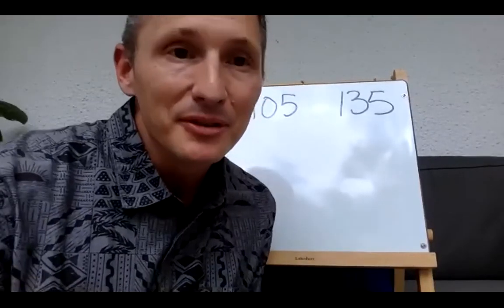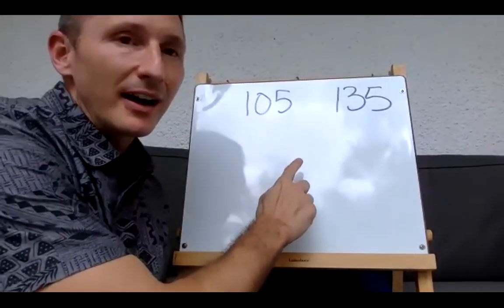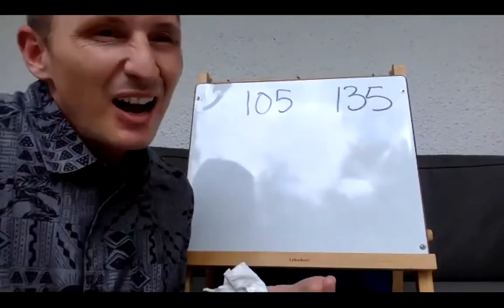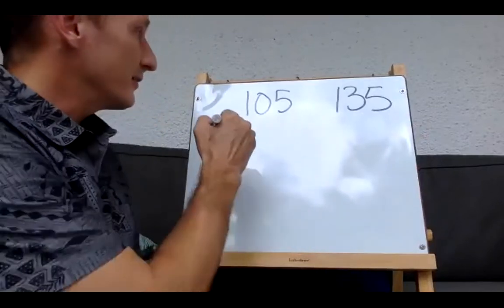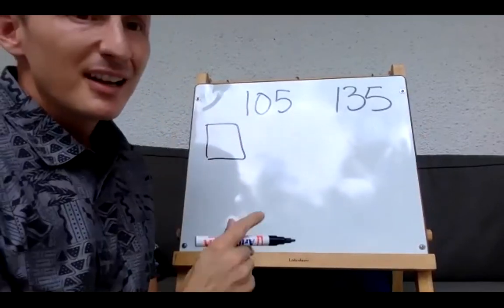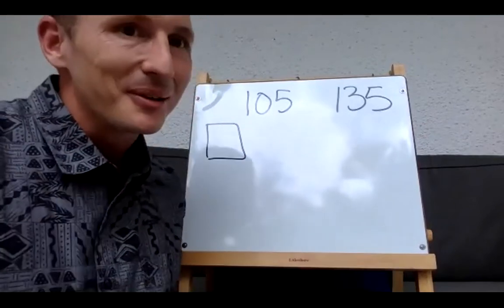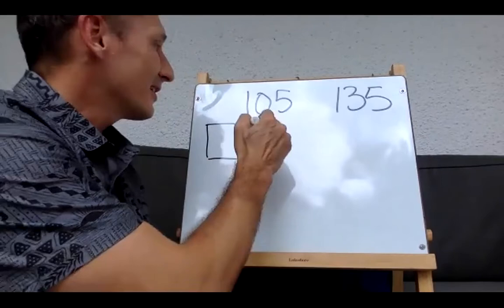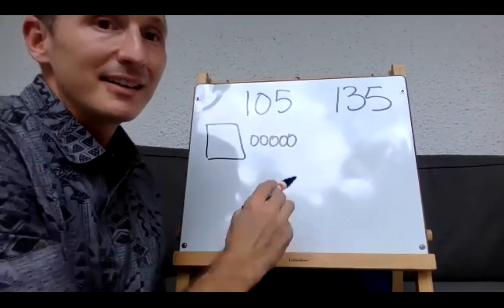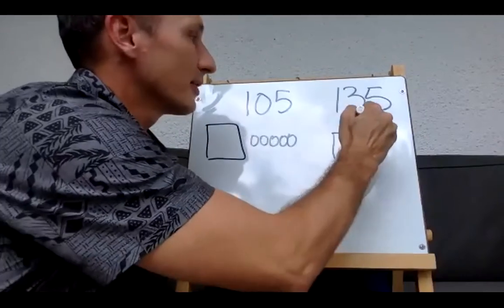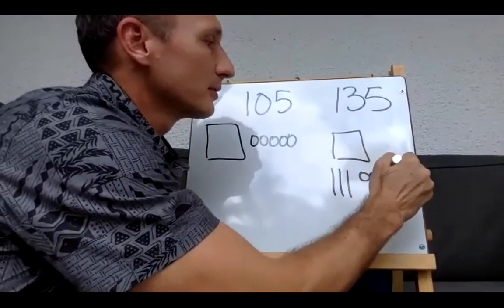Here we go, and welcome back, boys and girls. Here I'm going to show you how I would model 105 and 135 and how they're either greater than, less than, or equal to. So if I know that 105, I'm going to draw my 100s. Oh, and I see that there's a 0 there in the tens place, so I don't have to draw anything there. So I have 100, and then I'm going to make my 5 1s. Okay, so I have 105. Now I'm going to show 135. So I have my 100, 1, 2, 3, and then I have my 5 1s.